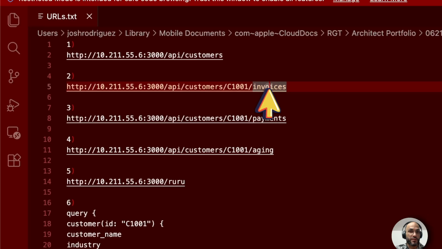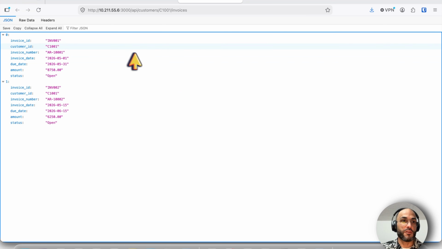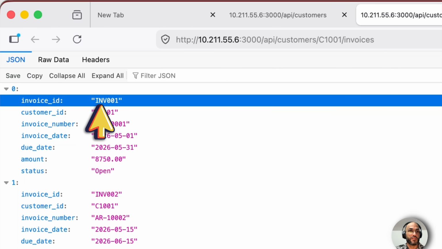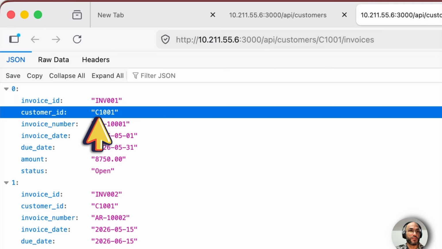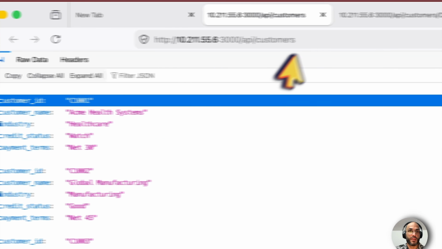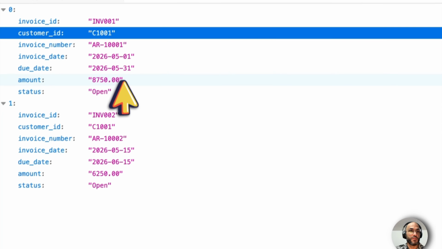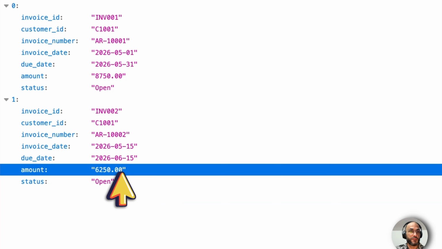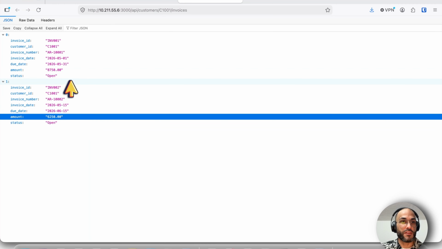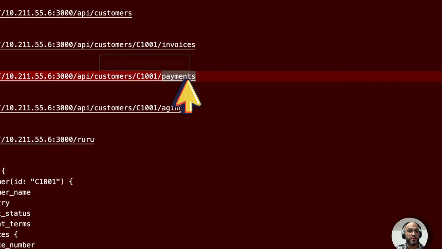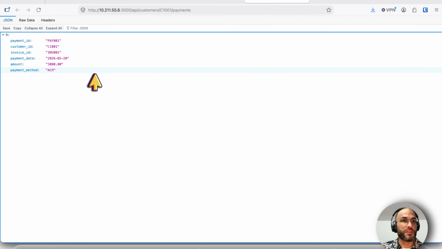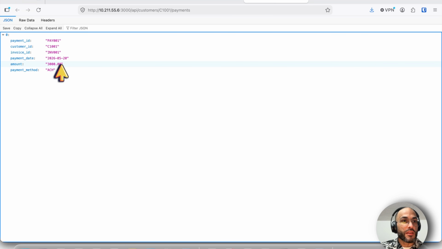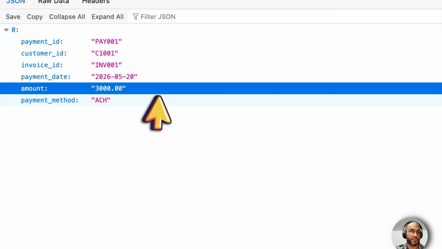Let's go over our second endpoint, which is gonna be regarding the invoices for the same customer. Again, the customer is C1001, just like we have it here. And it has two invoices, one for 8750 and one for 6250, both with a status of open. Then we're gonna open the payments endpoint, and we see that for the same customer, it has made a payment of 3,000.